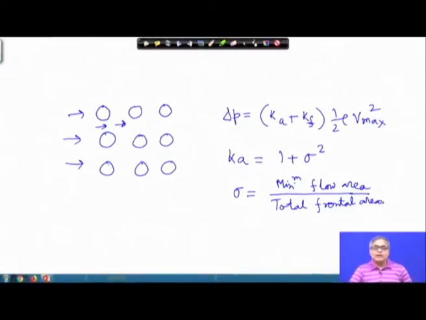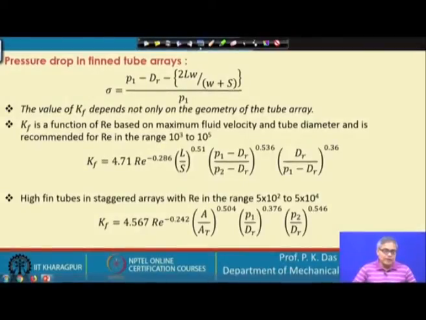So, from there I will get sigma. Sigma is a geometrical parameter, and then I will get K A, and I will also get K F. K F is given by some sort of a correlation. With this, let us go back to our slide. Now, we will be able to understand what is there.